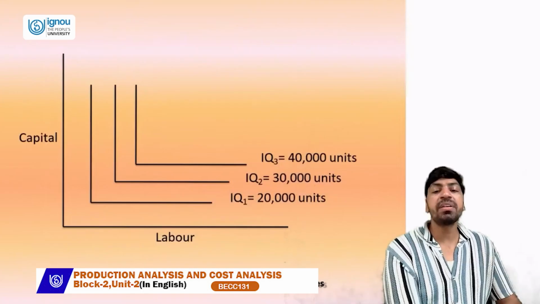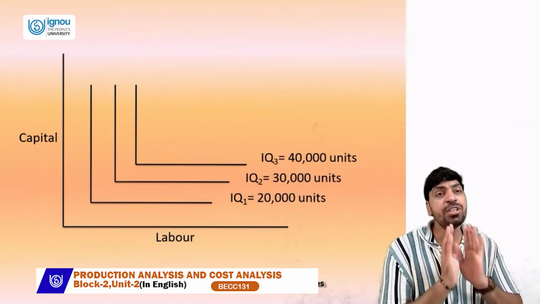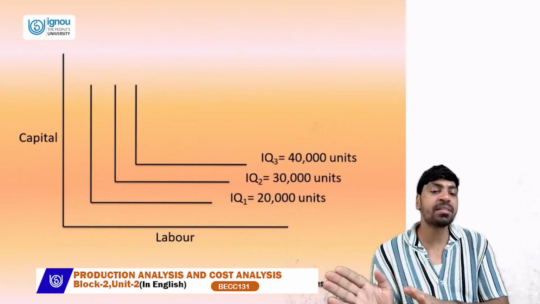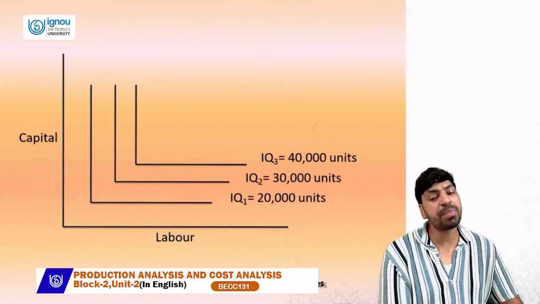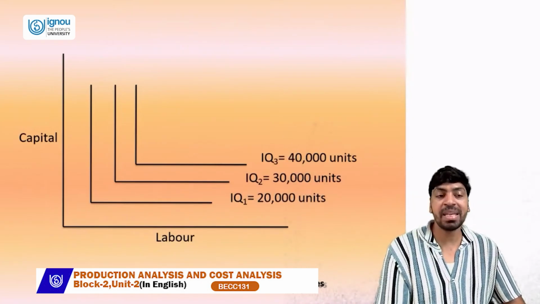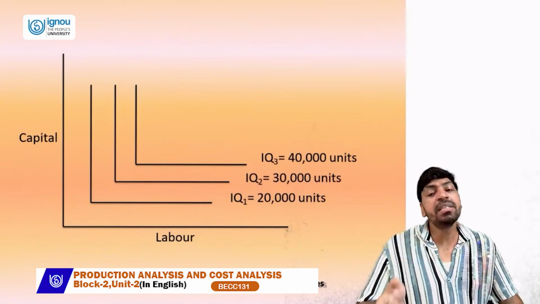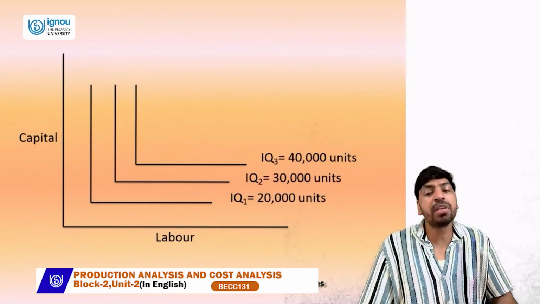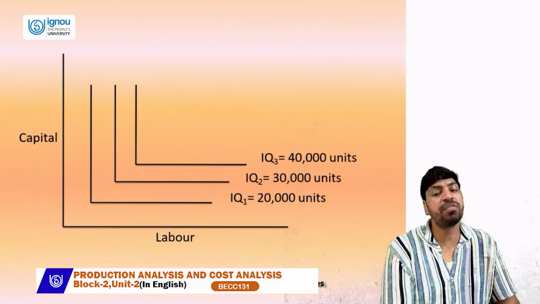The next graphical representation is called not perfect substitutes. Any shape which is convex to the origin, or convex to any other axis, will not be perfect substitutes. So this is one graphical representation which portrays that they are not perfect substitutes. That means the combination of labor and capital are not perfect substitutes, even if it yields the same level of output, either 20,000 units or 30,000 units or 40,000 units.